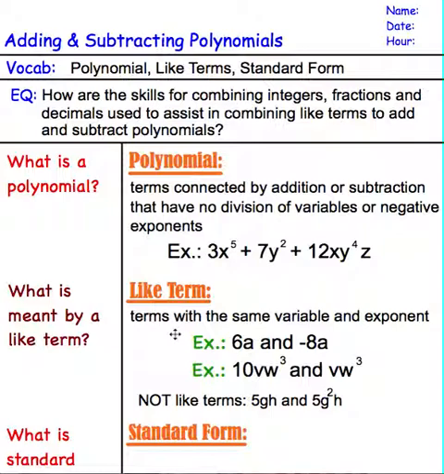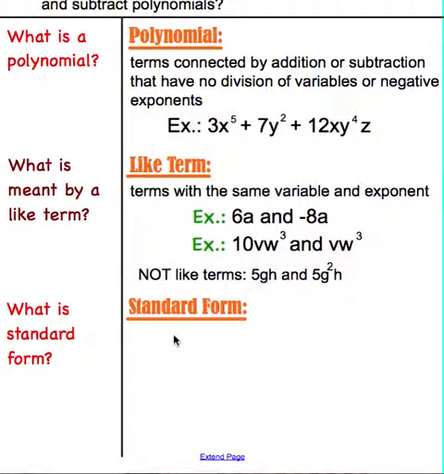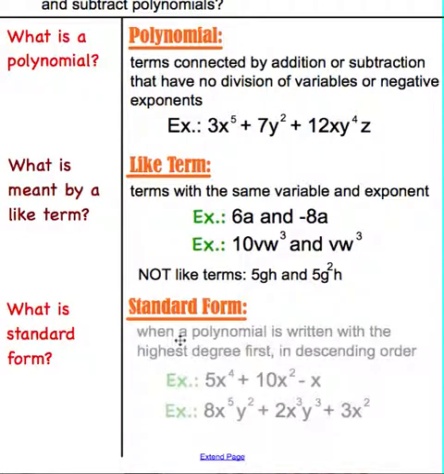The next piece I wanted to talk about before we actually get to combining like terms is standard form. Standard form is when a polynomial is written with the highest degree first, in descending order. So for example, 5x to the fourth plus 10x squared minus x is in standard form because first we take x to the fourth power, which is highest, and then x to the second, and then x to the first. So it lowers in order by the power of the degree of the term.